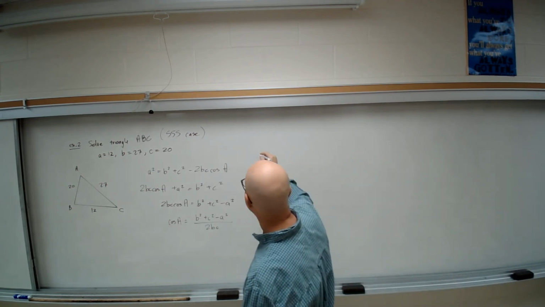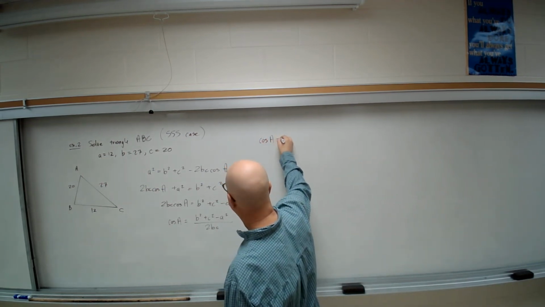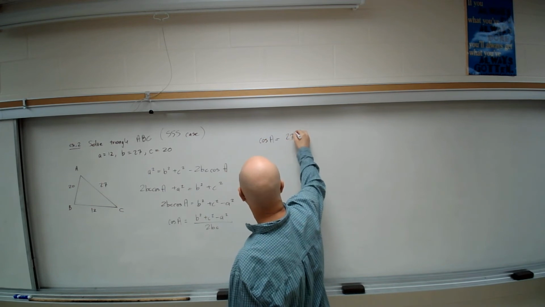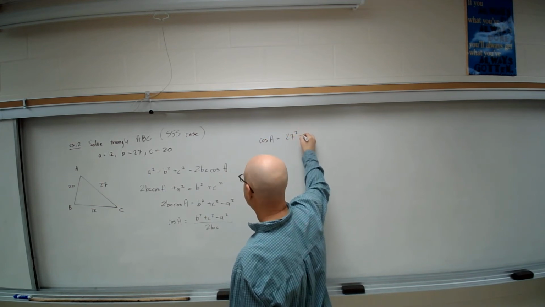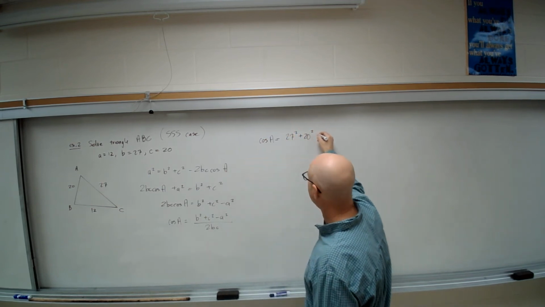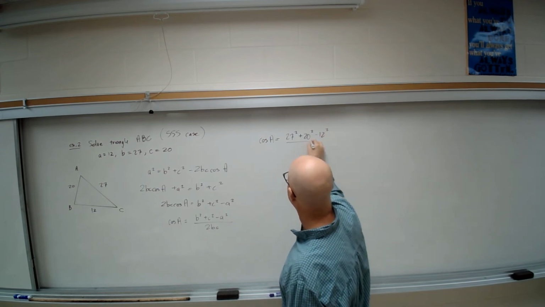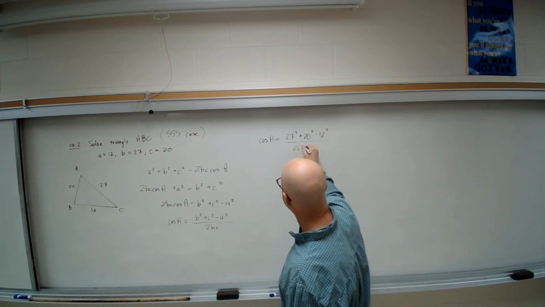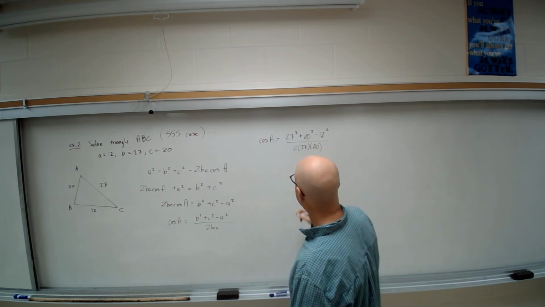So now the cosine of A is 27 squared plus 20 squared minus 12 squared over 2 times 27 times 20.